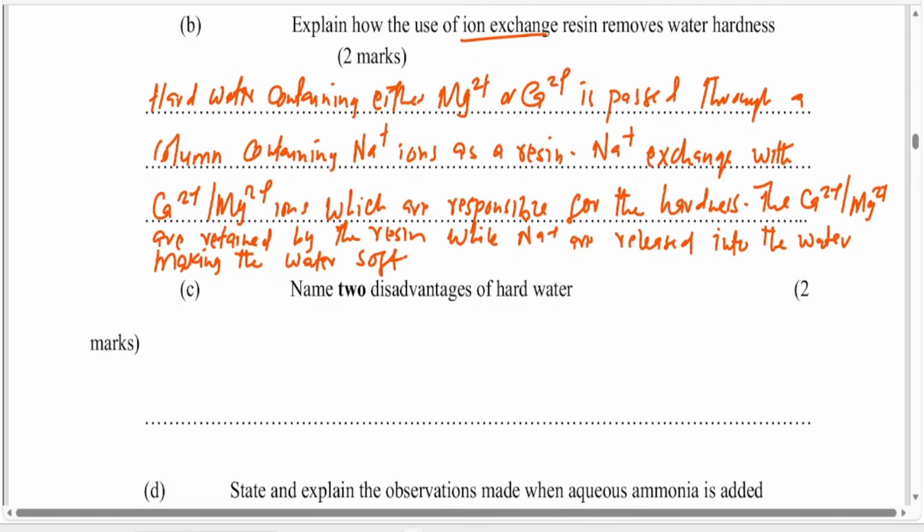Part C of this question, name 2 disadvantages of hard water. Hard water has several disadvantages. It does not lather easily with soap and therefore it wastes soap. So you can say it wastes soap because it forms scum with soap.